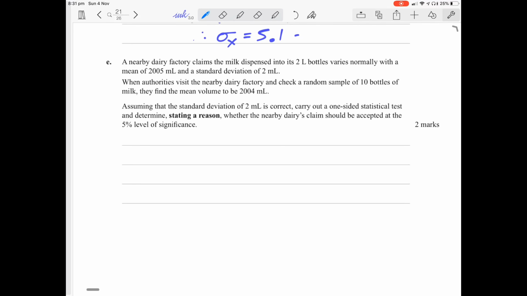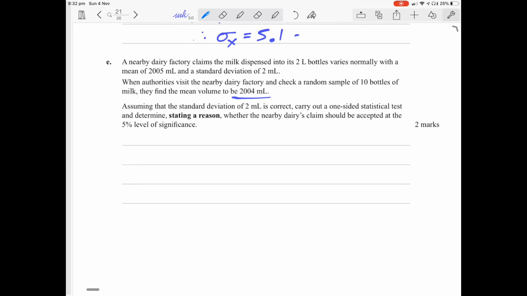A nearby dairy factory claims that the milk dispensed in its 2-litre bottles is normally distributed with a mean of that and a standard deviation. When authorities visit the nearby dairy factory and check a random sample of 10 bottles, they find the mean volume to be that. Assuming that the standard deviation of 2 mils is correct, carry out a one-sided statistical test. Carry out a one-sided, okay, because it's less than.